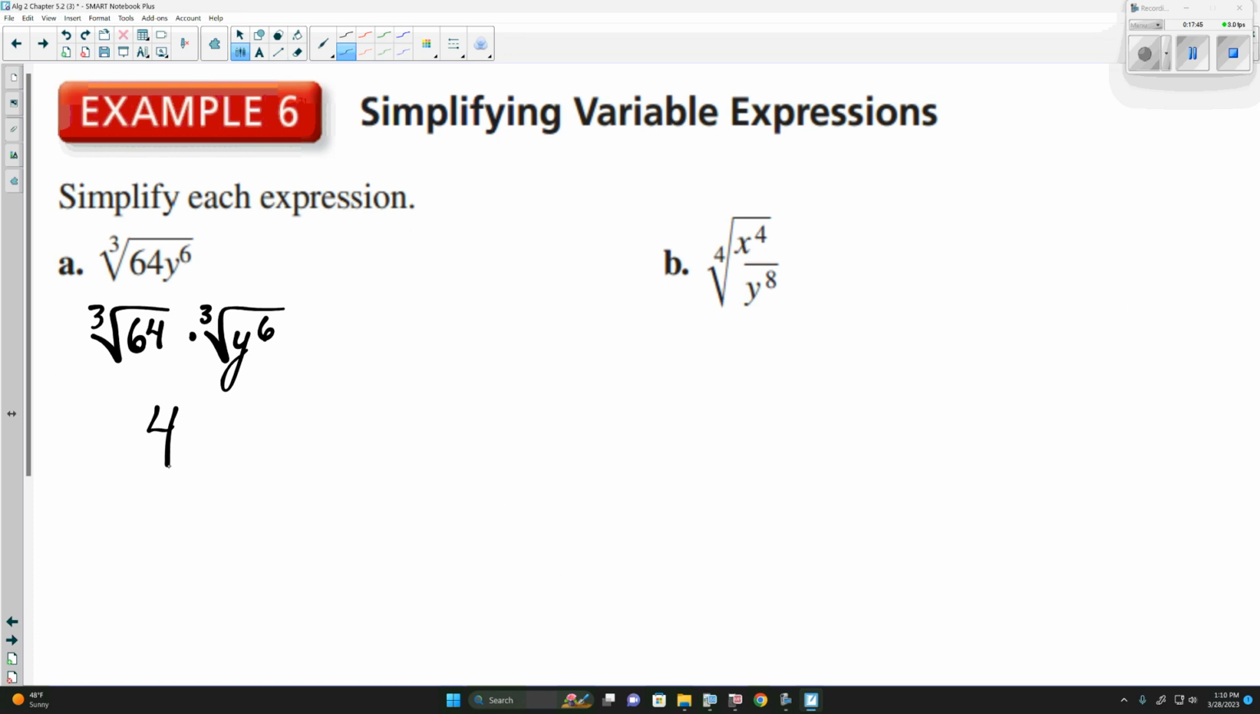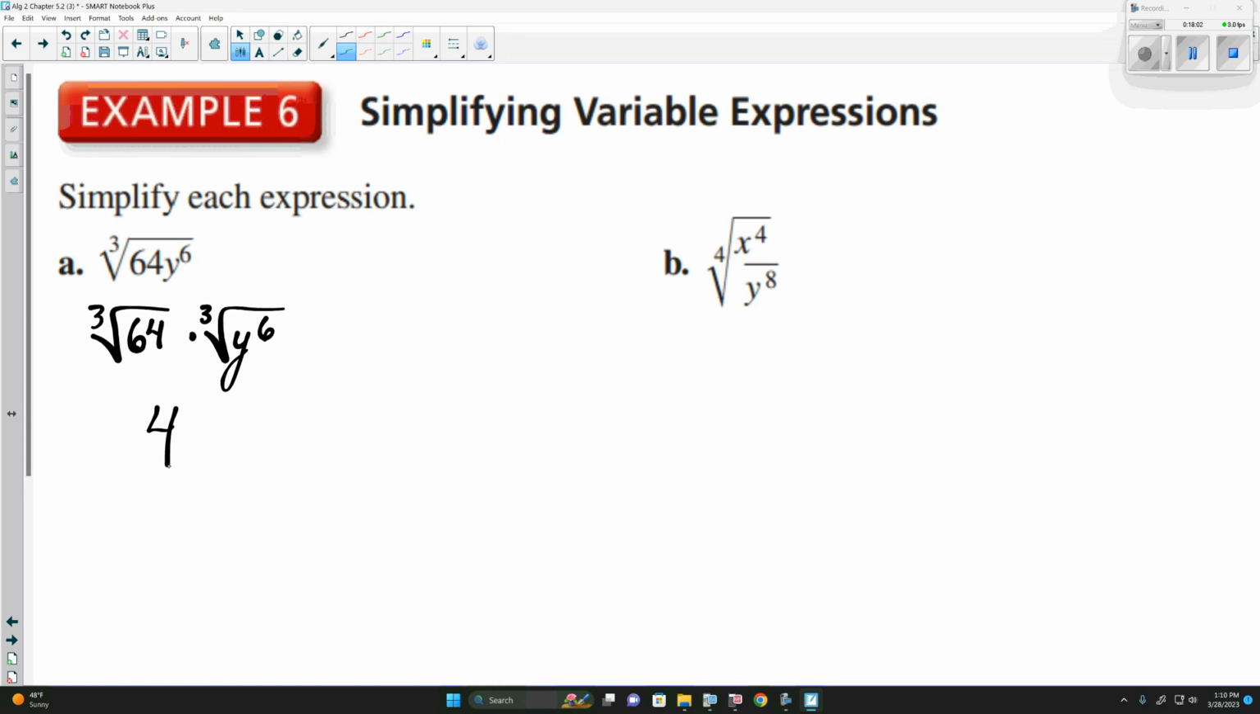And especially with this one here, I'm always back and forth on how to go about it. Because if we see that, we can do that really easily. We could have just gone from the beginning, took the cubed root of 64, said 4. Okay, I can take 2 groups of 3 from y to the 6th and say y squared.